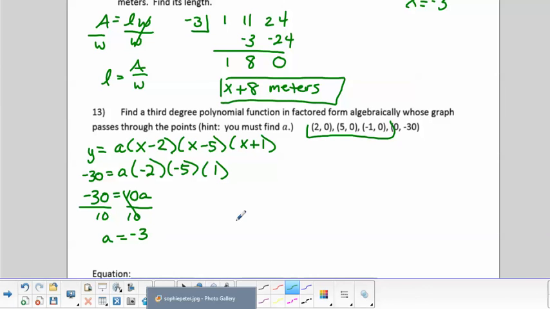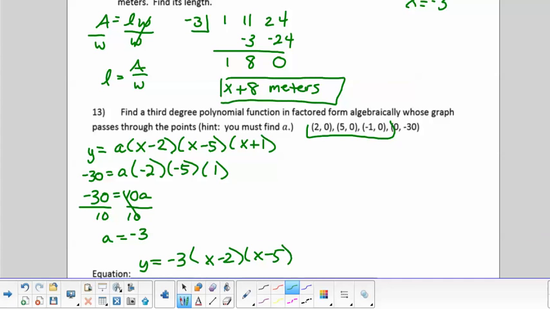So now we can write this in factored form. Y equals, your a value is negative 3, and then write your factors. X minus 2, x minus 5, and x plus 1.